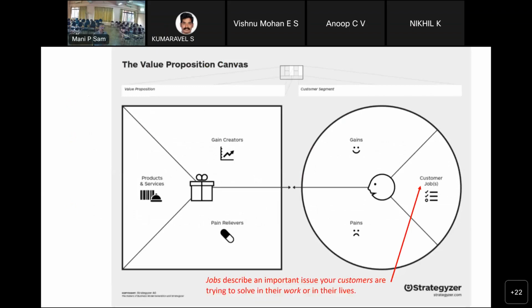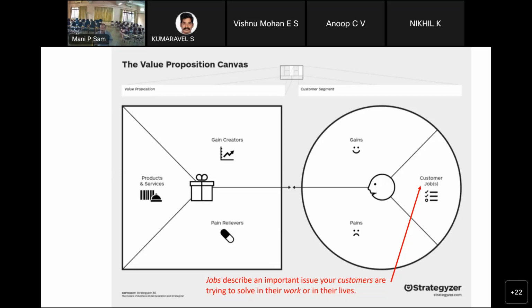So let us do a bit more analysis of this value proposition. The Osterwalder Strategyzer has given some more input in the name of a value proposition canvas. Why do I dwell more on it? Because this is the crux of a business: how exactly the business creates either a gain creator or a pain reliever in the form of a product and service and offers it to the customer.